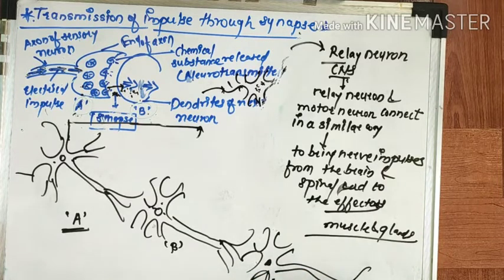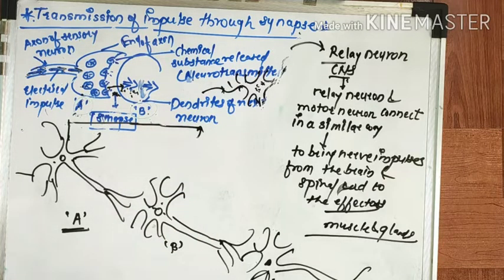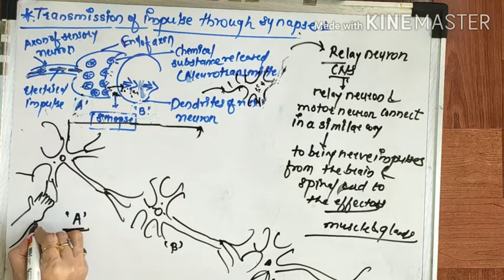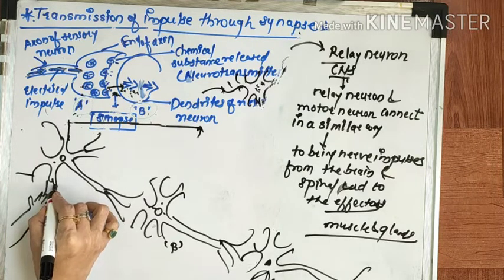Here again I will draw another neuron that is C. Now listen carefully to what I'm trying to say, how the transmission of impulse across the synapses occurs. Firstly, suppose, for example, I touch a hot pan unknowingly. What will happen? The receptor present on my skin, on my hand, is in touch with the dendrites of the sensory neurons, right?